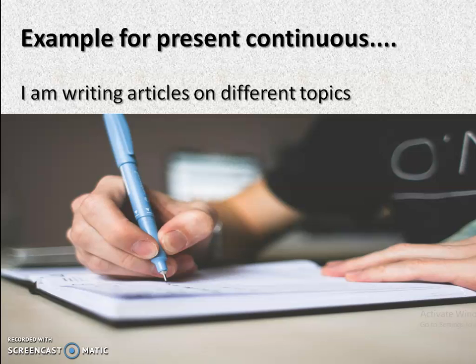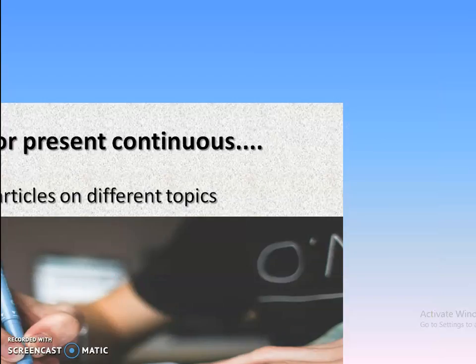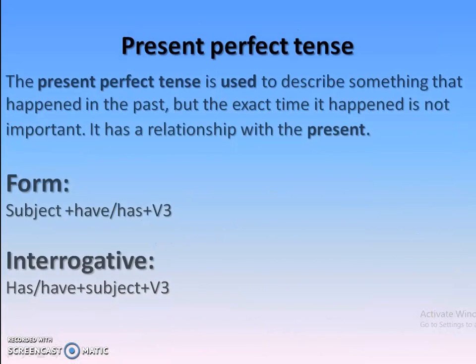An example for present continuous tense. I am writing articles on different topics. This sentence indicates that the articles are being written and the action is currently going on. Thus, it belongs to the present continuous category.